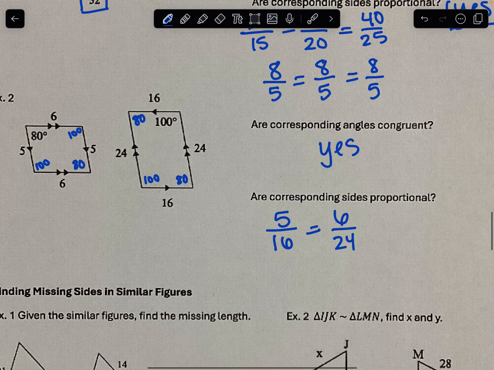Now there's 2 ways that you can do this, right? The first way we've been doing is simplifying our fractions. Can you simplify 5 over 16? No, right? Because the only thing you can divide 5 by is itself. 16 is not divisible by 5. How can you simplify 6 over 24? Divide by 6 and we get 1 over 4. Are those 2 things equal to each other? No.